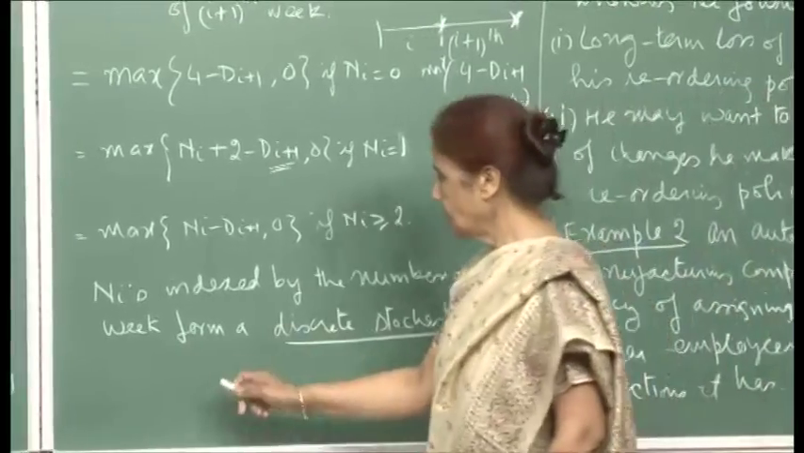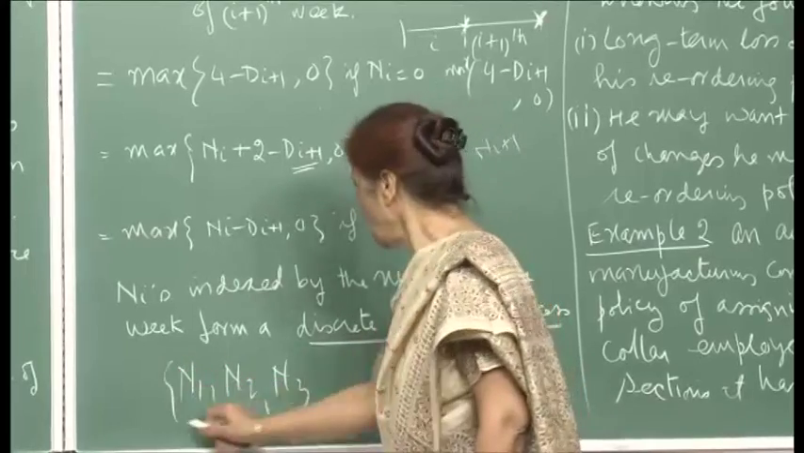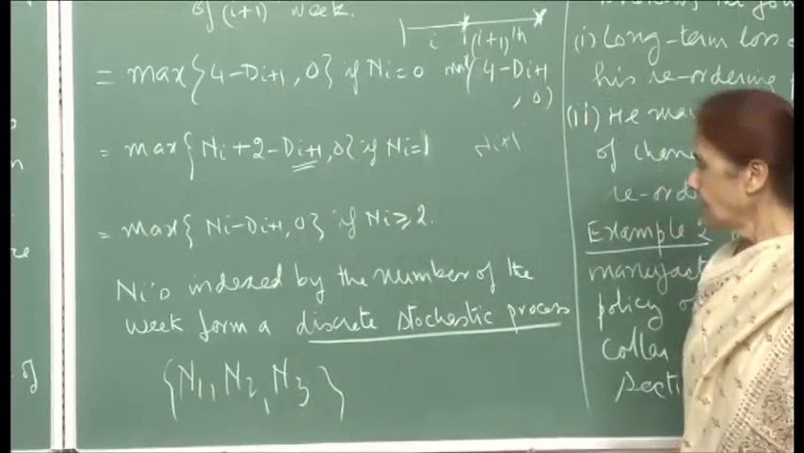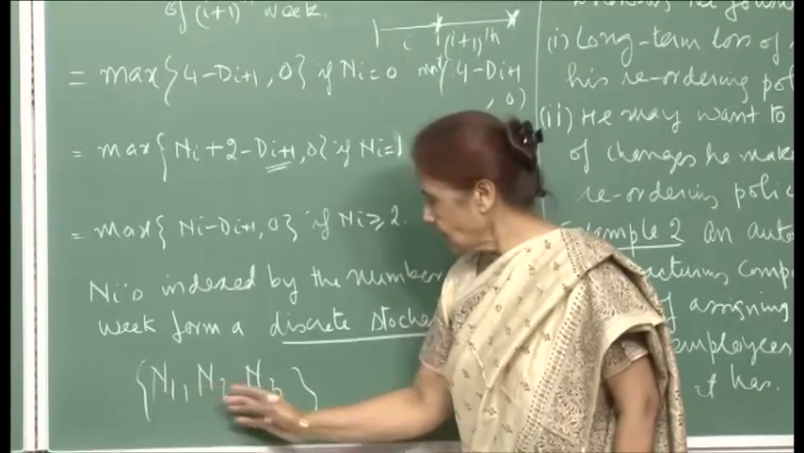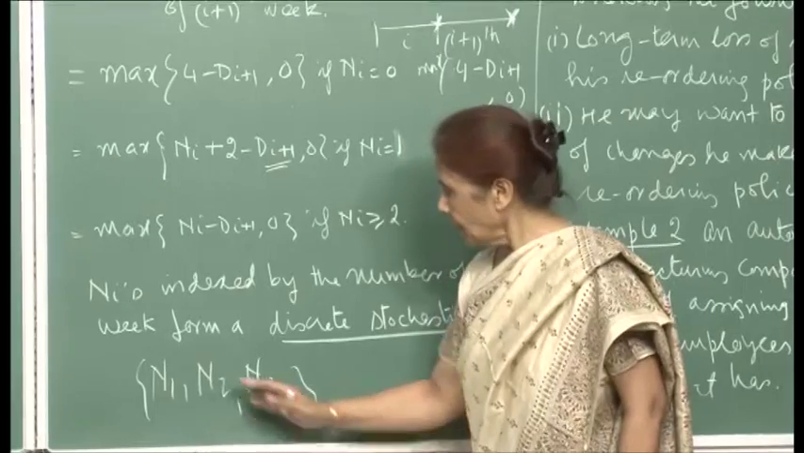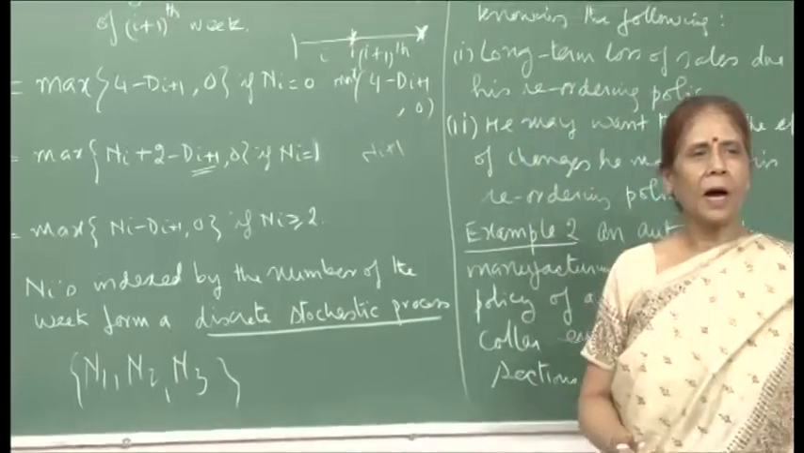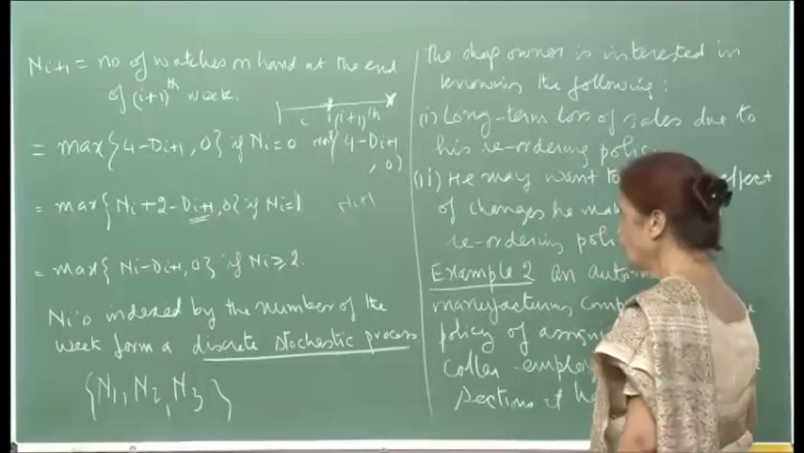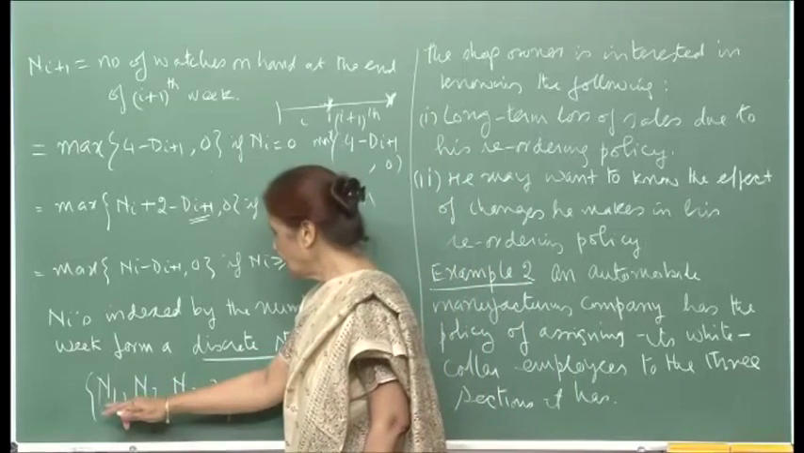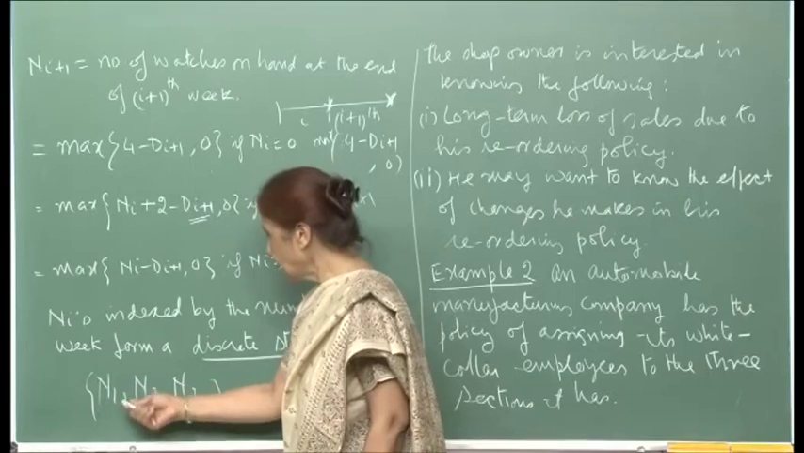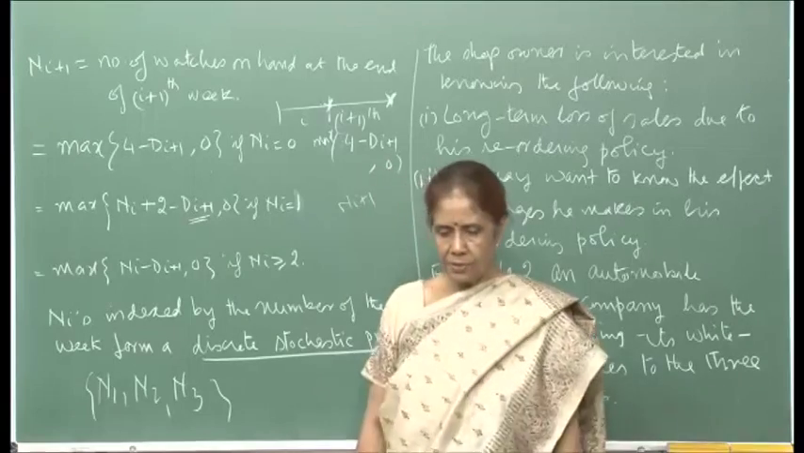So, when you take these n1, n2, n3, these are 3 random variables, and the thing is that you are giving them an index which is discrete. So, n1, n2, n3, and the unit of time can be anything. Here it is a week, it could be a month, it could be an hour or whatever it is. And therefore, the word discrete. So, this is a random phenomenon which is being indexed by a discrete time period, and therefore, we will call this a discrete stochastic process.